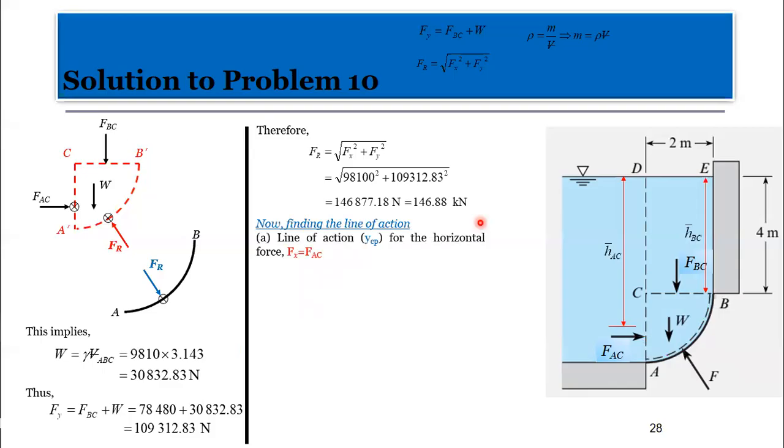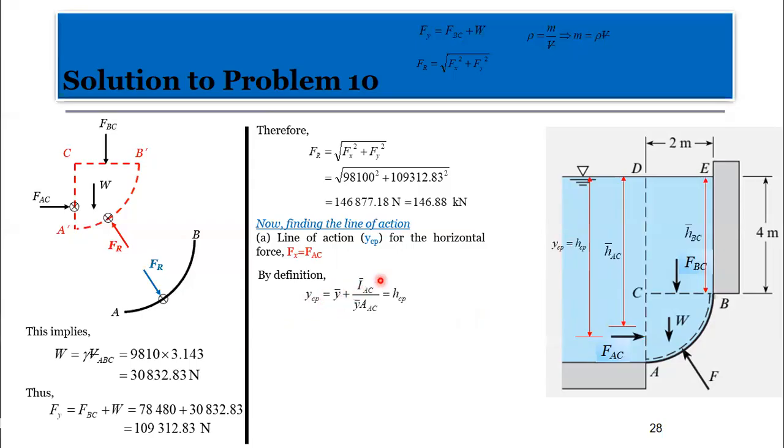Okay, so now finding the line of action. The line of action is quite simple. First of all, we need to know the line of action CP for the horizontal force, because for the horizontal force it is FAC, I need to know HCP or YCP. And here it is vertical, so it's the same thing. So I'll have YCP for vertical, the angle is 90, so HCP will be YCP.